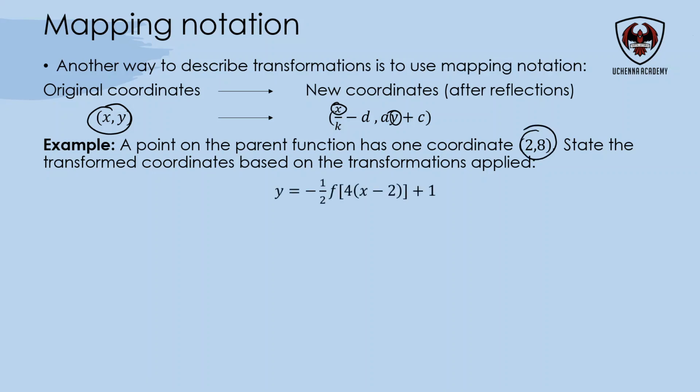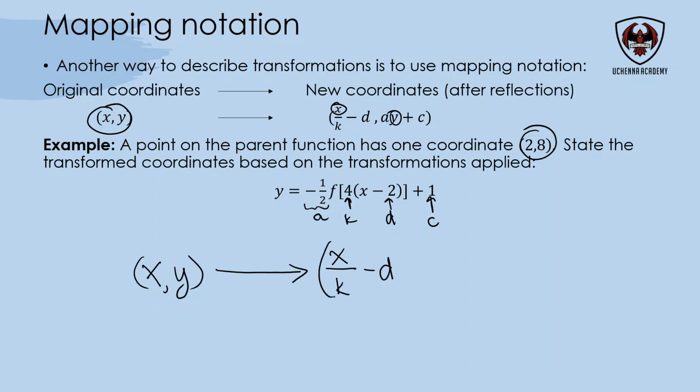And then I am applying a bunch of transformations, and dang, there's a lot of transformations here. A is -1/2, so this is my A, this is my K, this is my D, and this is my C, right? If I am going to apply all of these transformations, the original coordinate was (X, Y), and that's going to get transformed into X divided by K minus D for the X coordinate, and then the Y coordinate is going to become AY plus C.